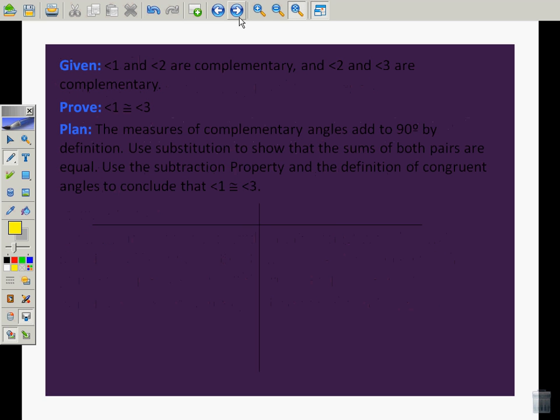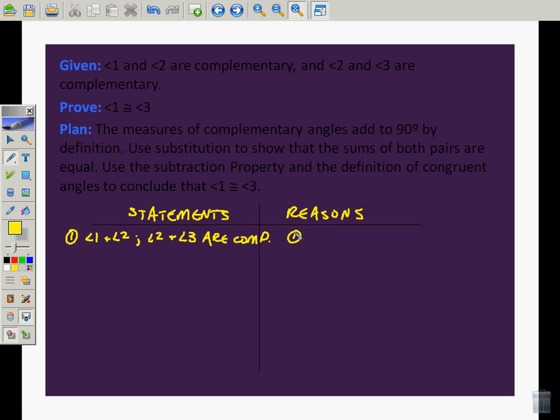I have a copy of the plan over here. These are my statements. These are my reasons. I'm going to start with my given. So in number 1, angle 1 and angle 2, as well as angle 2 and angle 3 are complementary. That's going to be given.